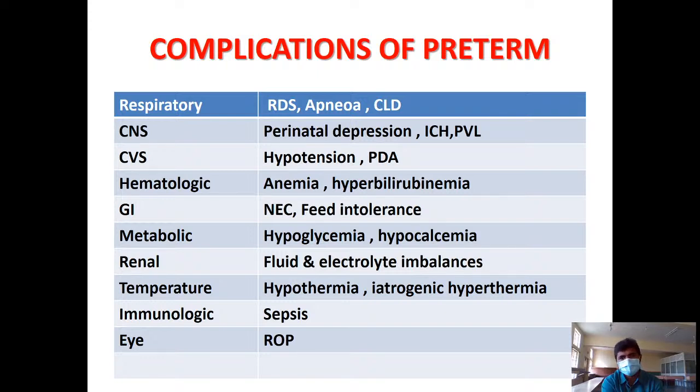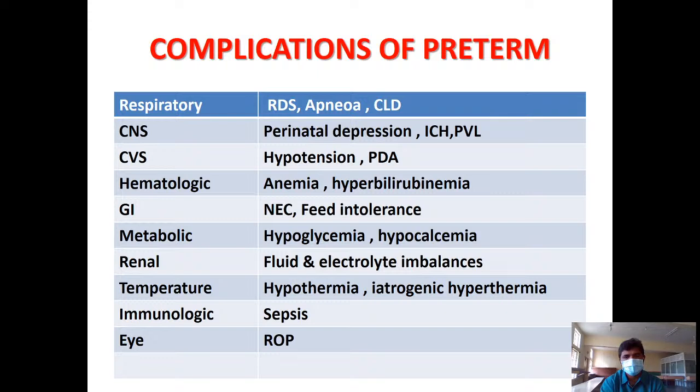The child can have complications in the respiratory system in the form of respiratory distress syndrome or hyaline membrane disease. Then you can have apnea of prematurity, and chronic lung disease. From the CNS point of view, the preterm child is more prone to perinatal depression, intracranial hemorrhages, and long-term periventricular leukomalacia. From the CVS point of view, the baby can have hypotension, or the ductus arteriosus may remain patent.